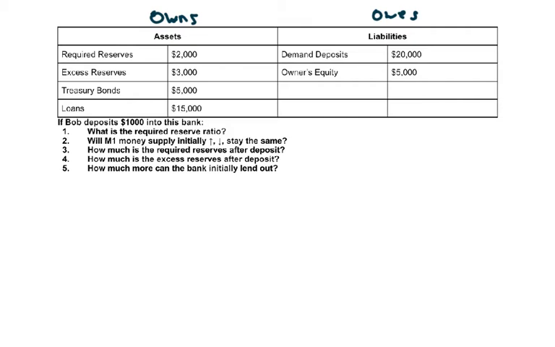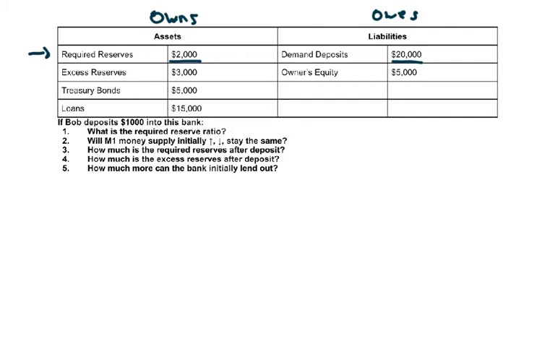So with that out of the way, we've got the scenario here that Bob is going to deposit $1,000 into the bank. And the first question is, what is the required reserve ratio? That's another way of saying the reserve requirement. So the question itself doesn't tell us what it is, but we can actually calculate it. Because we know that in order to meet the reserve requirement, the bank is going to put whatever fraction it has to of deposits into reserve. And because we know the value of required reserves and we know the value of demand deposits, we know that $2,000 must be the exact percent of demand deposits the bank has to keep at the bank.